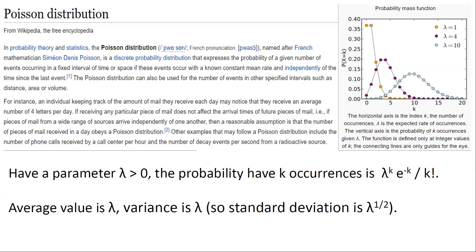So you know, Wikipedia says, for one example, looking at how much mail people receive on average. Other examples it gives are the number of phone calls received by a call center per hour, the number of decay events per second in a radioactive source. You could actually look at a bunch of different items in your life and see if they follow a Poisson process. So what could you do in the 21st century that would give you good data sets?